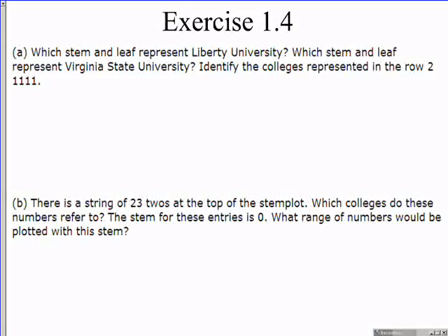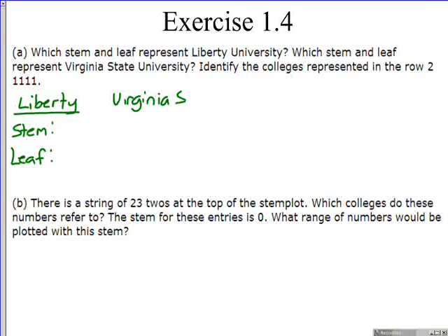Looking at our first question here. Which stem and leaf represent Liberty University? Which stem and leaf represent Virginia State University? And identify the colleges represented in row 2 with the 4 ones. So the first thing, for Liberty, we need to identify the stem and the leaf. And for Virginia State, we need to identify the stem and the leaf. Well, let's look for Liberty first.